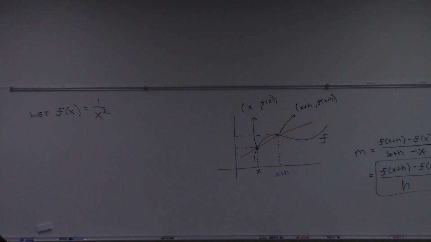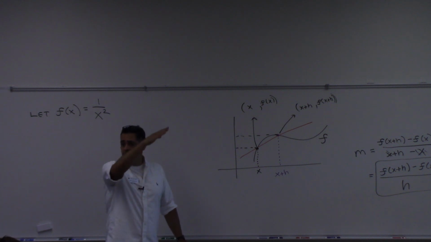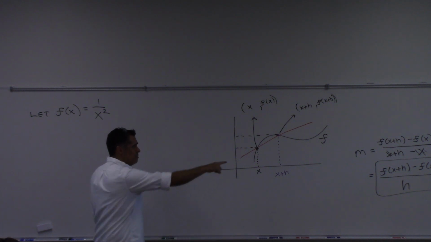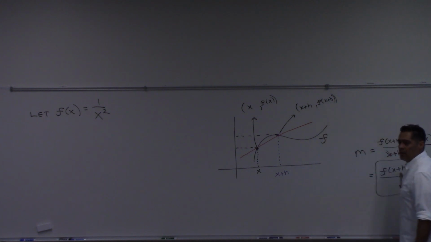And then I'm going to take another point. Let's make it 1 plus h comma f of 1 plus h. See that second point? You see that second green point? What I'm going to do is try and come up with a formula that would give me the line between those 2 points, right? So to do that, I'm going to use this right here.